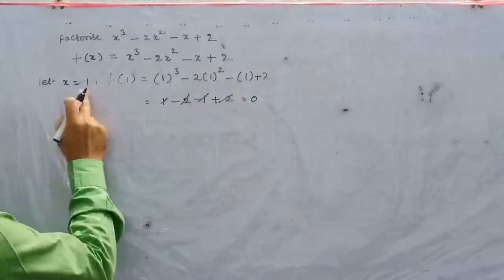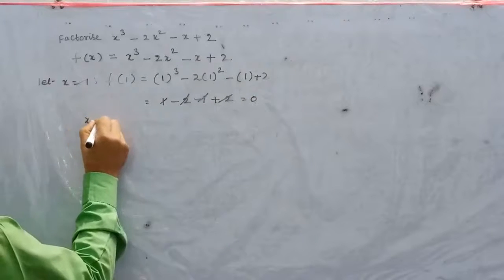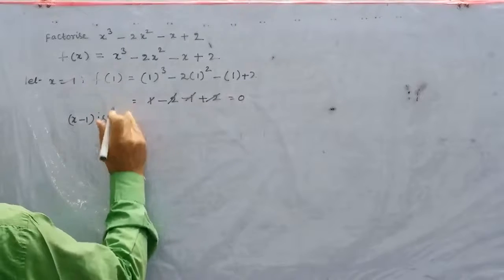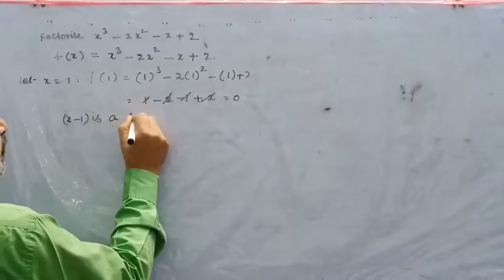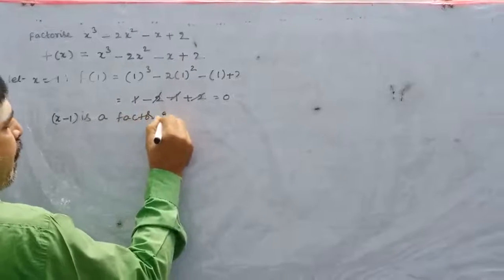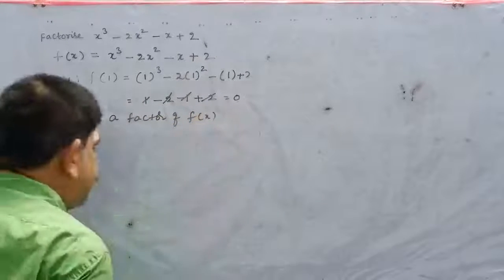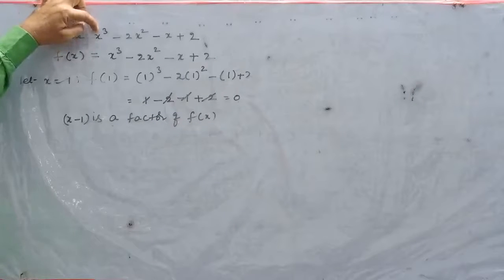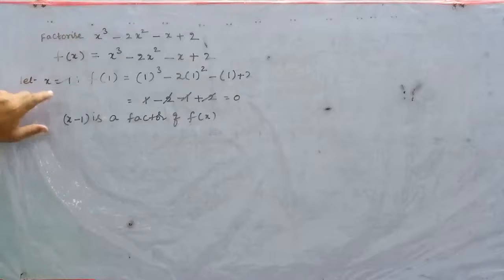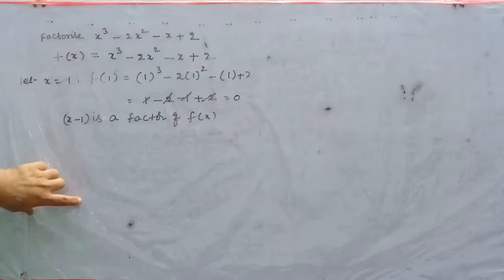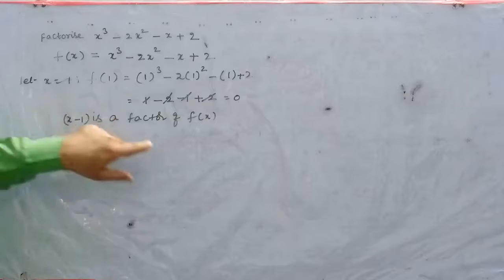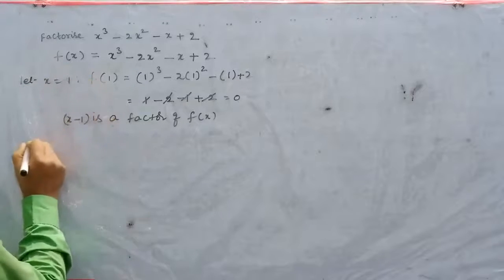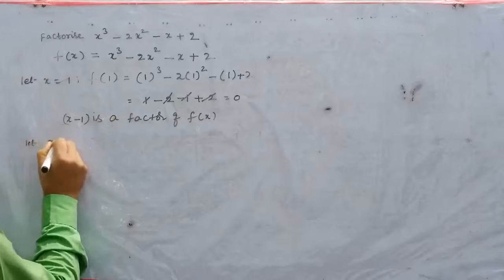If x is equal to 1, then x minus 1 is a factor of f of x. It is a cubic polynomial, so three factors we have to get. The first factor is x minus 1, and the remaining two factors we have to find by using Horner's method or trial and error method also. So second one, I am taking x is equal to minus 1.